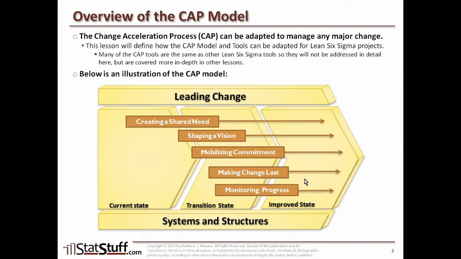So here's what the basic model looks like. Here we're showing that you've got a current state of where you are and a transition state until you get to some future improved state. So this is the to-be, where you want to be. All along the way, going from your current state all the way to the improved state, you need to lead the change, and that's where it starts. And then you progressively work through these next set of items as you work from the current state to the improved state, and that is creating a shared need, shaping a vision, mobilizing commitment, making change last, and monitoring progress. Again, all along the way, the systems and structures are supporting the transition from the current state to the improved state.